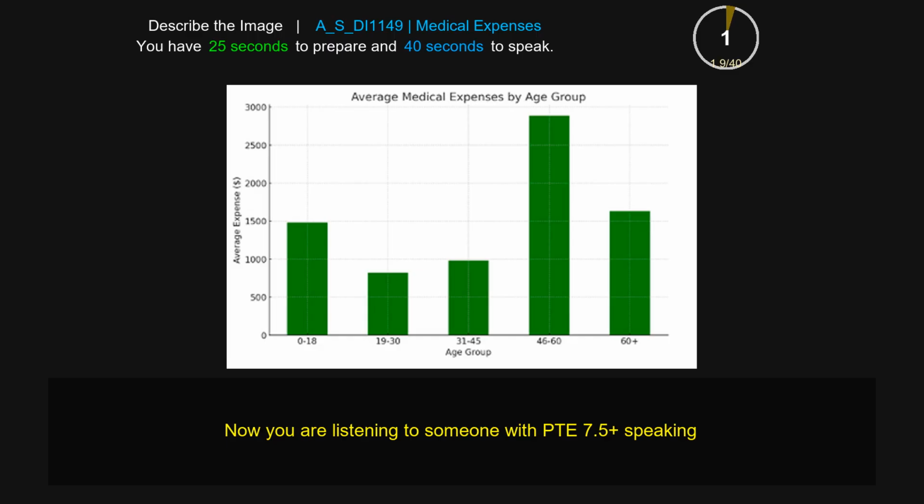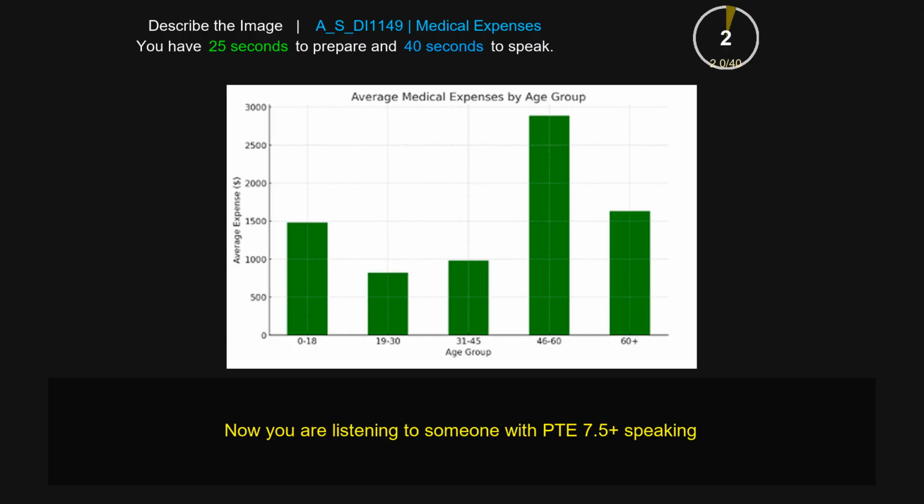The given bar graph gives information about average medical expenses by age group. The X-axis shows the data, that is 0 to 500 up to 3000, whereas the Y-axis shows the age group, that is 0 to 18, 19 to 30, up to 60 plus. The majority of data is covered by the age group 46 to 60, that is in between 2500 to 3000, whereas the minimum data is covered by the age group 19 to 30, is between 500 to 1000. Overall, the bar graph gives crucial information about medical expenses.